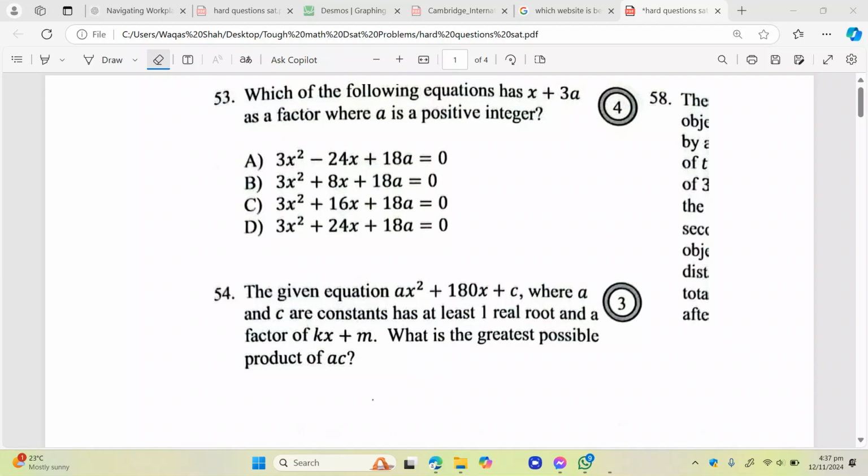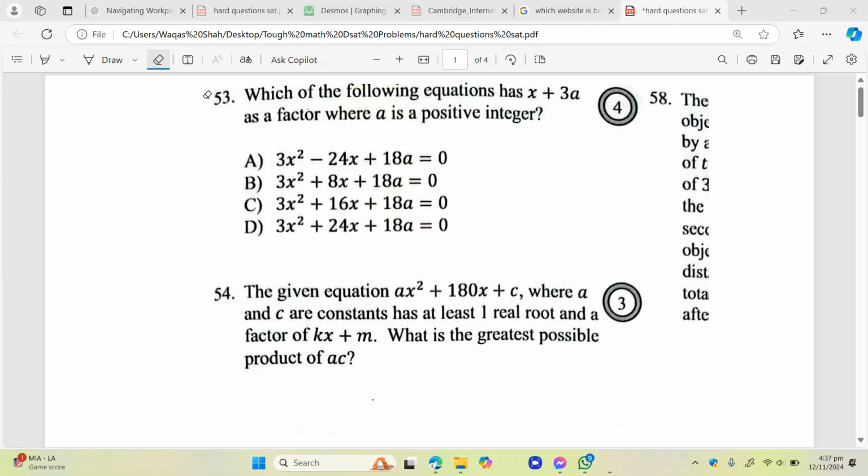I have compiled a few questions to cover the difficult questions of module 2 of math, right? So these are a few of those questions, which are related to the hard questions of module 2.